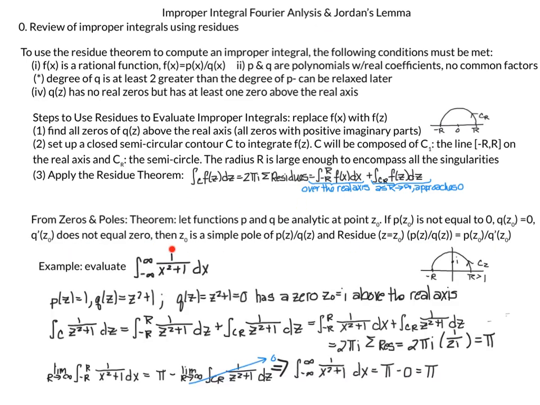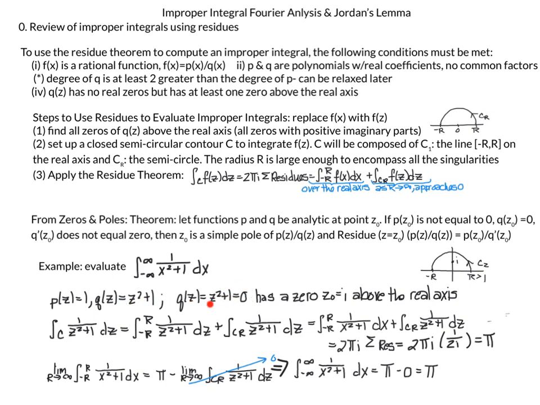And now to briefly go over this example, suppose we want to integrate from negative infinity to infinity the function 1 over x squared plus 1. We are first going to convert f of x to f of z. So we're going to have 1 over z squared plus 1 dz. We identify our p of z, that's our numerator, which is equal to 1, and our q of z, which is our denominator, z squared plus 1.